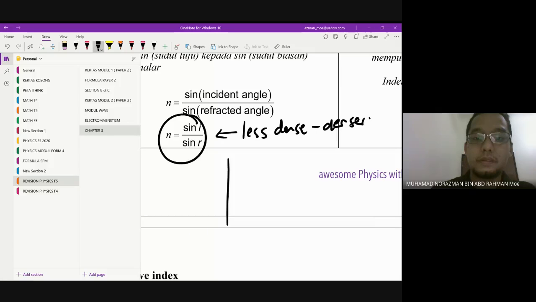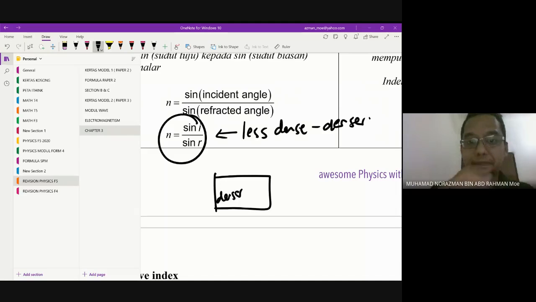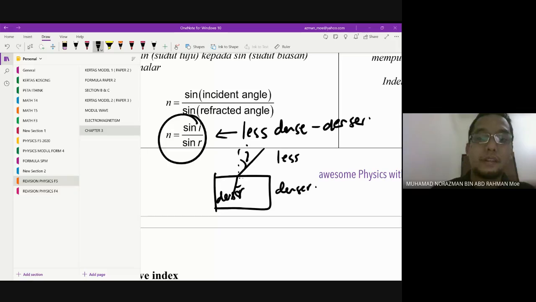Example. Okay, this one is denser. So light travels, this is i, this is r. So sin i over sin r if from less dense to denser.